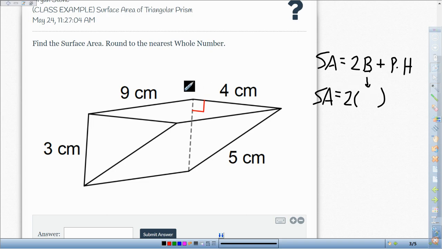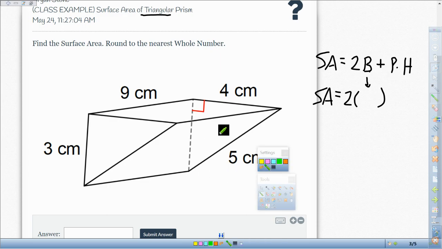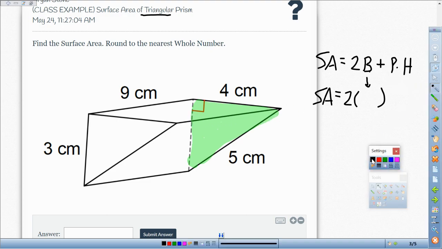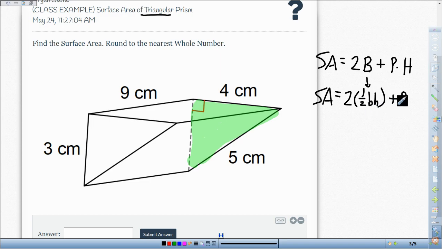Big thing to realize, and they basically tell you up in the directions, triangular prism: the base of this prism is a triangle. You could highlight either one of these. I'm going to highlight this one. So there's my triangular base. And the big thing, how do I find the area of this base? Since it's a triangle, 1/2 base times height. And then plus the perimeter times height.